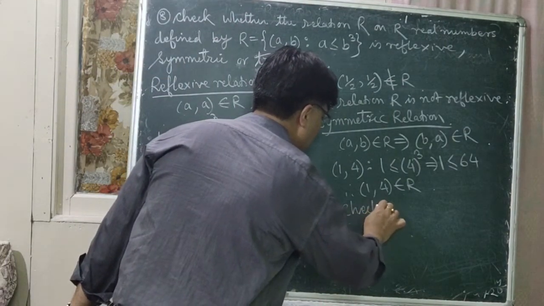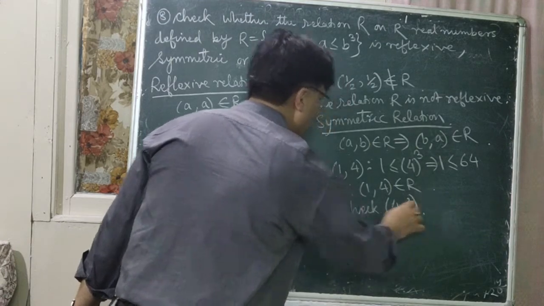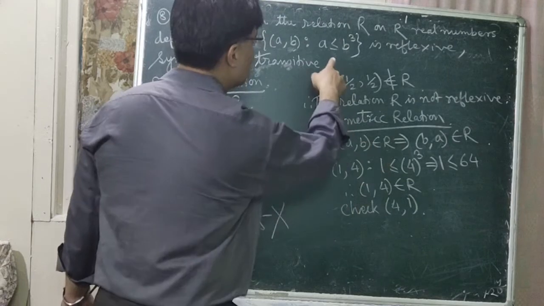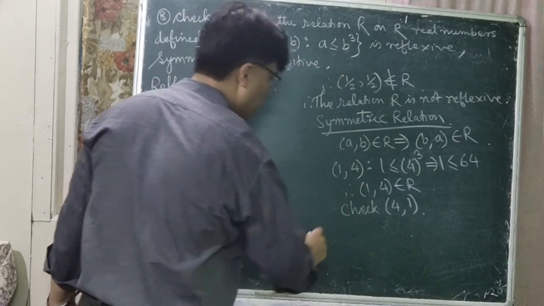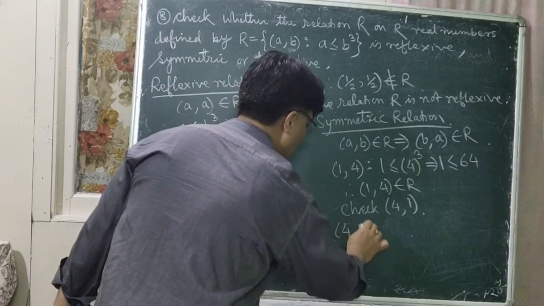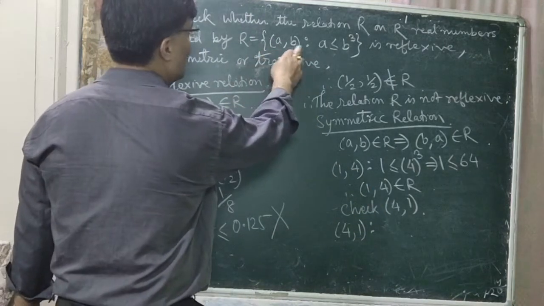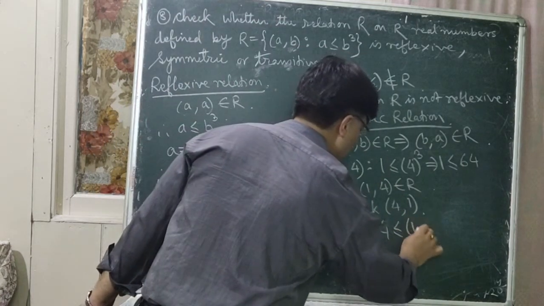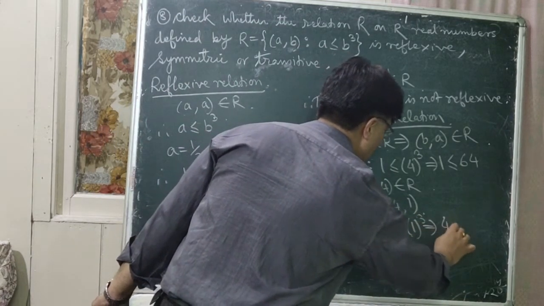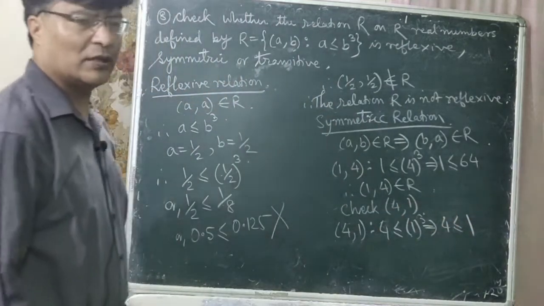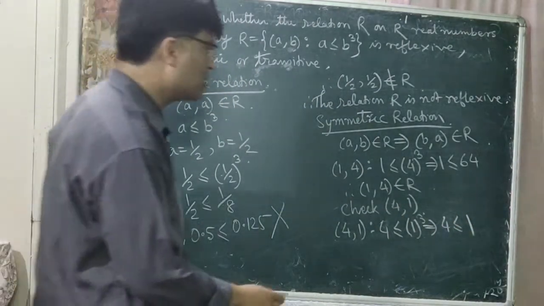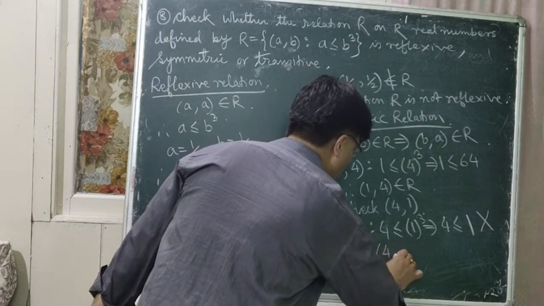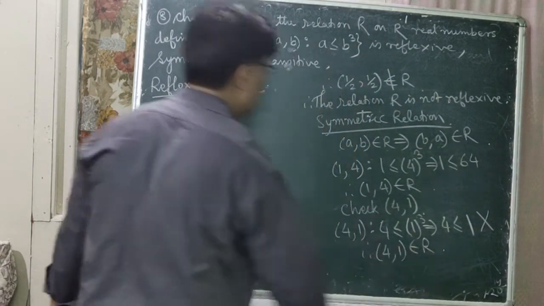Now check for 4 comma 1. Now we have to check the reverse. So 4 comma 1, such that A is 4 less than or equal to B cube, 1 cube, which implies that 4 less than or equal to 1. Is it true? Is 4 less than 1? No, that is wrong. That means therefore 4 comma 1 does not belong to the relation R.